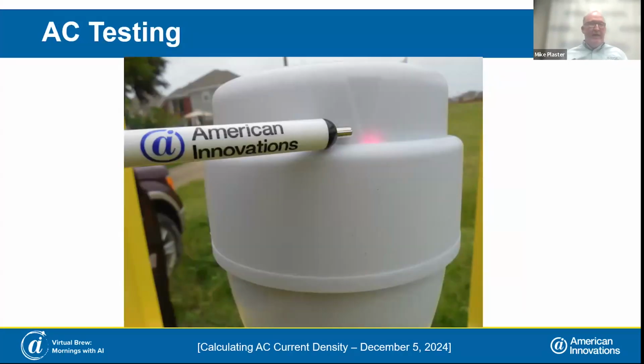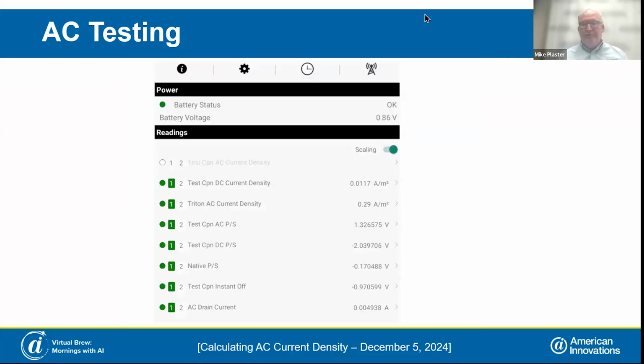So, for testing your current density, the first thing you need to do is have something to compare it against, and that's your Bullhorn reading. So when you go out to the field, you're going to swipe it with a magnet to open up the Bluetooth on it, and then you can open up Bullhorn Tools. Bullhorn Tools will take a reading on it, and you can get your Triton AC current density.